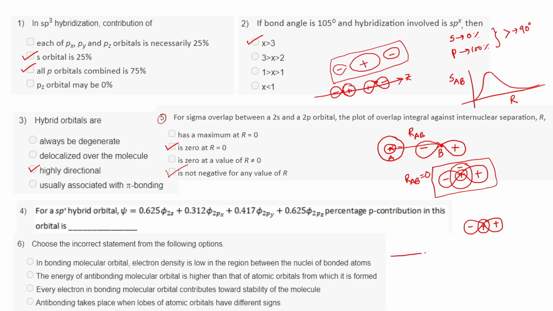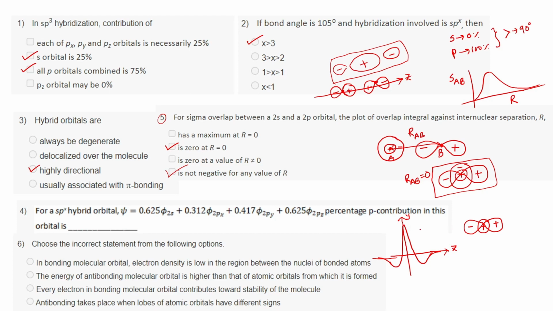Actually, how does 2s look like? If you draw something like this, then this is how your 2s looks like. I think Sad has also mentioned it a lot of times. This is your y-axis, suppose amplitude, and this is your distance, or you can say z-axis, internuclear distance, right?